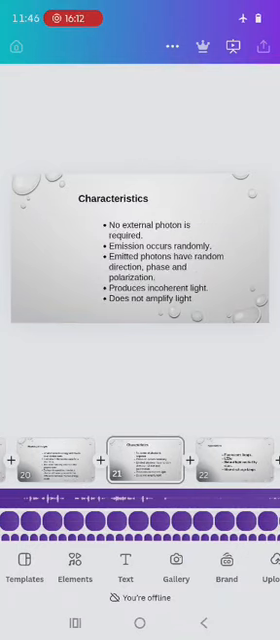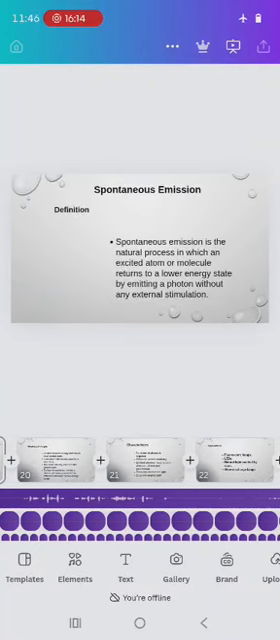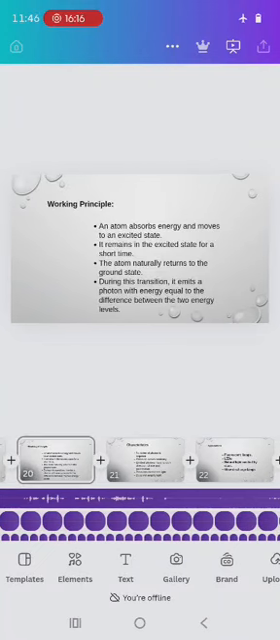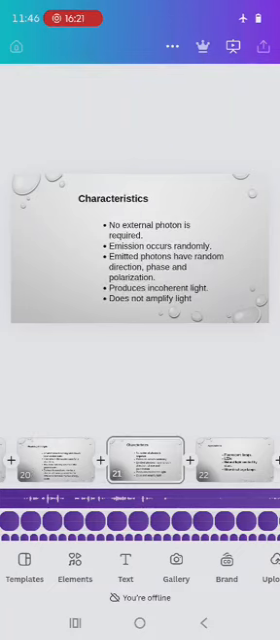Next, the characteristics of spontaneous emission. No external photon is required. There is no need of external stimulation. The emission occurs randomly.